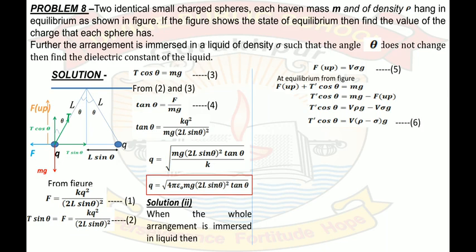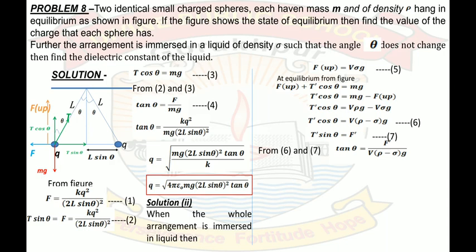Now what will be the value of T sin theta? Sorry, T dash sin theta, because T has changed. T dash sin theta will balance the new F. So we are going to have T dash sin theta is equal to F dash. Let this be equation number 7. Now I am going to divide equation number 7 by 6. T dash will be cancelled out. Sin theta upon cos theta is equal to tan theta, and tan theta is equal to F dash upon V into rho minus sigma into g.